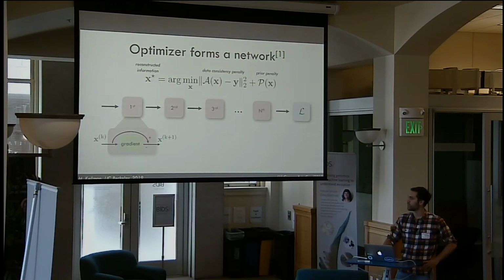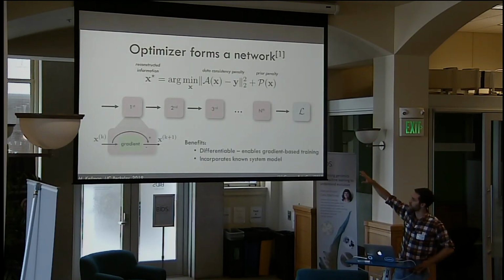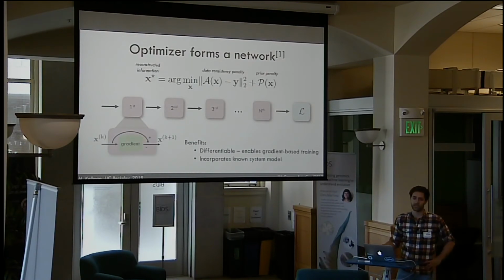That last detail is enabled because this system that I've laid out, a sequence of optimizer steps, in this setting gradient descent, is completely differentiable, which enables gradient-based training, and it still incorporates known system information like the system model, unlike deep methods.